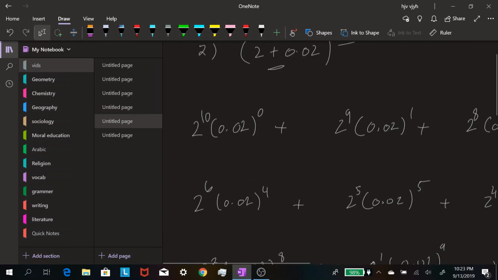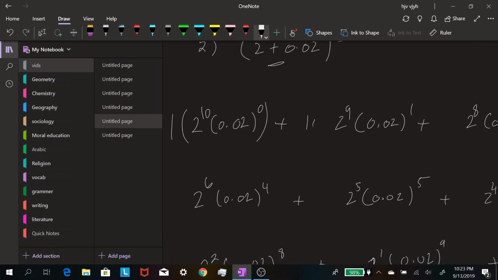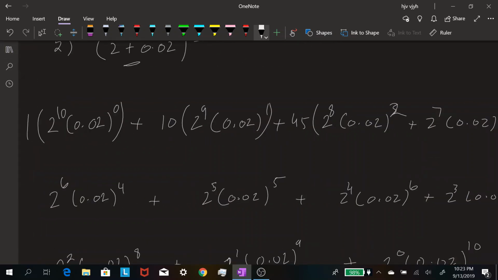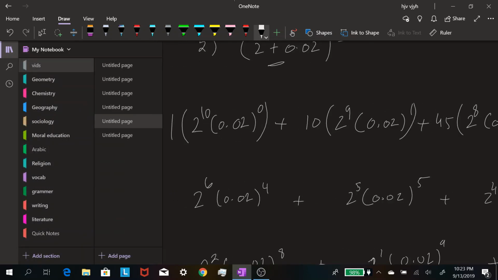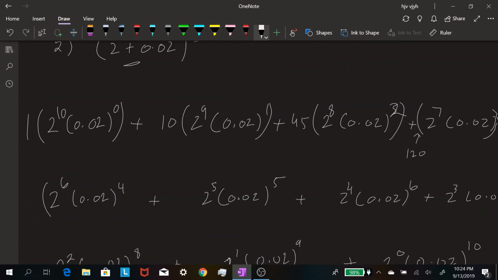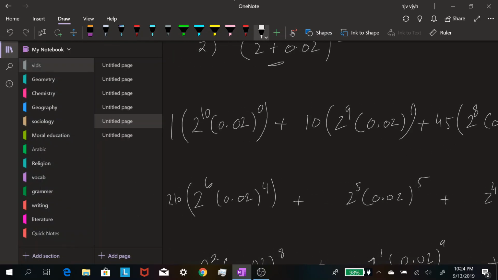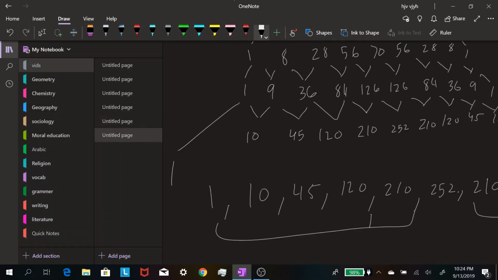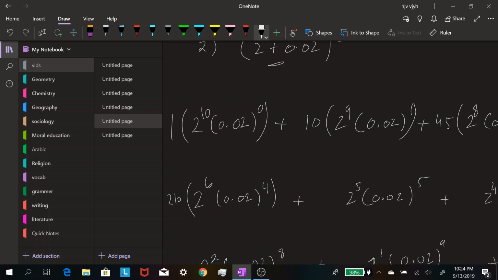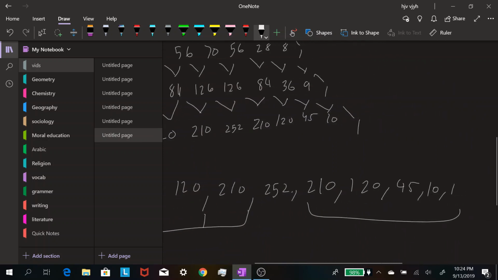We're going to add them here, right? So 1, 10, and let's continue. 45. We're going to multiply here by 120. And then I believe 210. Let's just be like this. 210, 252. And then it goes in descending order, right? So 210, 120, 45, so on and so forth.